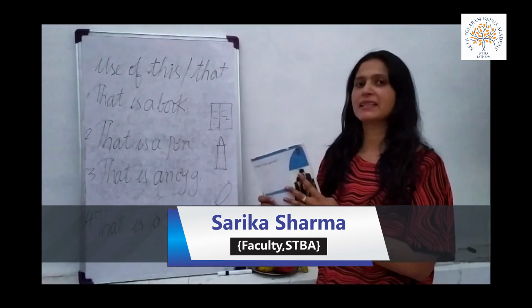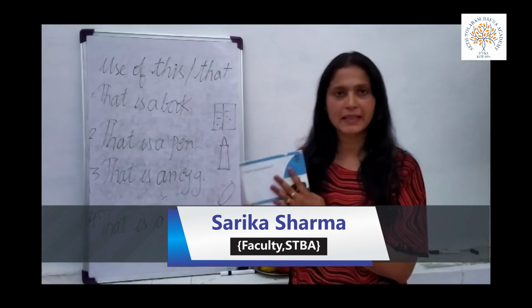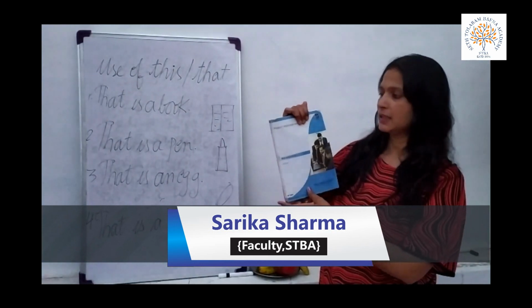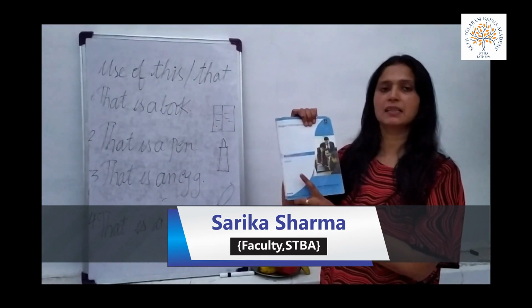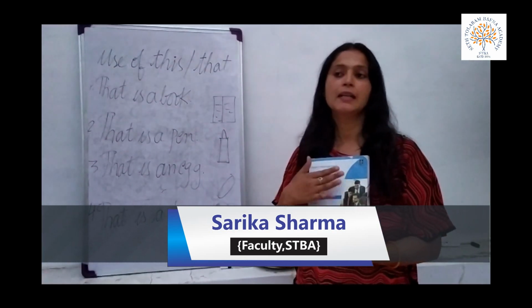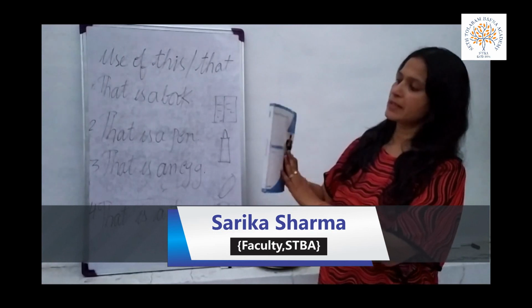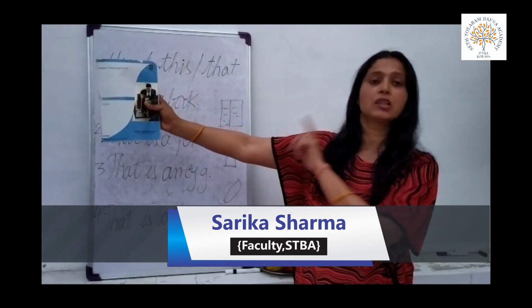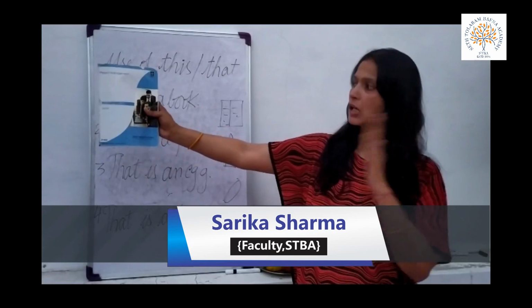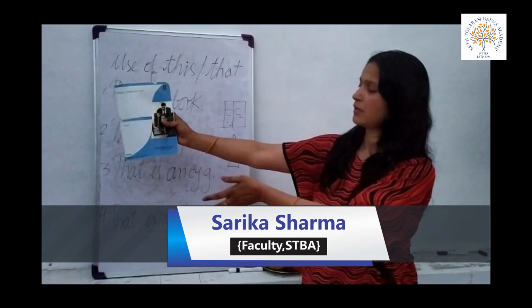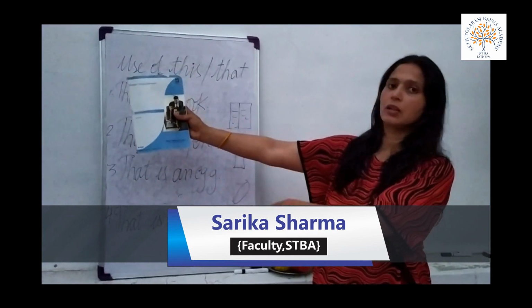One more example I want to give you of this and that. You can see I am holding a book in my hand, and I will say this is my book, or I can say this is a book, because this book is close to me and it's near to me. Now if I keep this book a little bit far away from me, then I will say that is a book. I will not say this is my book, because now this book is not close to me, it is a little bit far away from me. So I will say that is a book or that is my book.